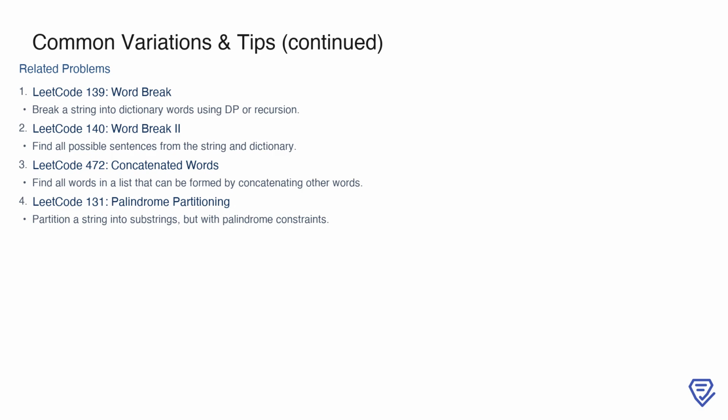Another related problem is LeetCode 472, Concatenated Words, which challenges you to identify words in a list that can be formed by concatenating other words. Finally, LeetCode 131, Palindrome Partitioning, involves partitioning a string into substrings, but with the additional constraint that each substring must be a palindrome. These problems build on similar concepts and can help deepen your understanding of string manipulation and recursion.